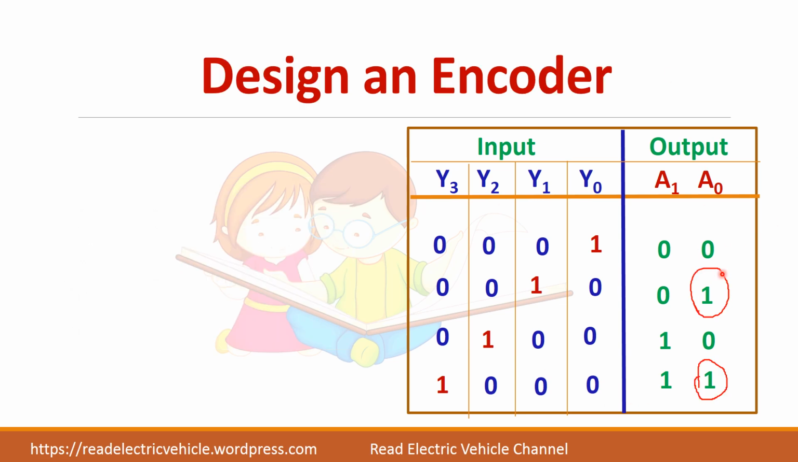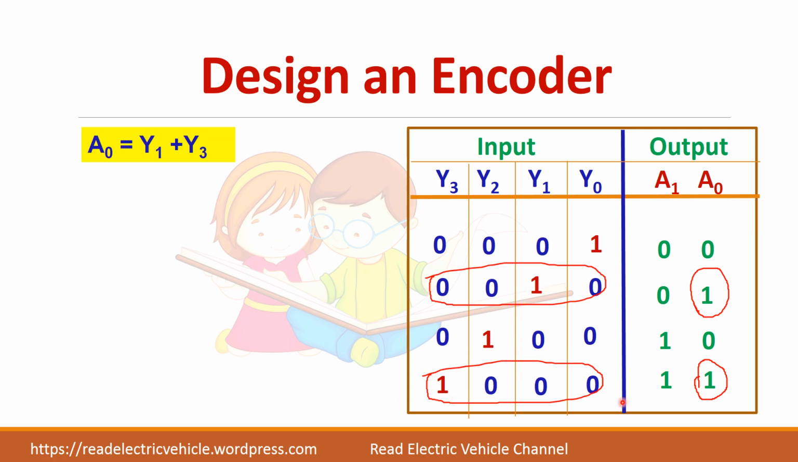Now let us write the expression for A naught. So A naught is high when Y1 is high or Y3 is high. So I can write A naught is equal to Y1 plus Y3. That is, an OR gate is here. If any one of the inputs is high, A naught will be high.